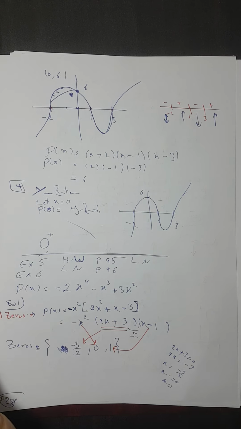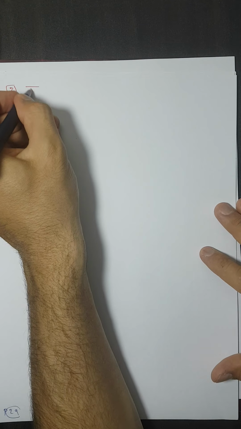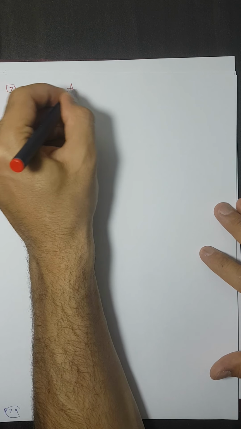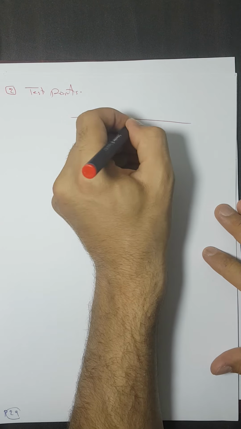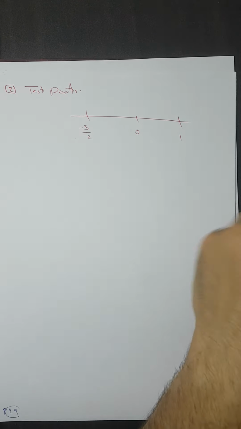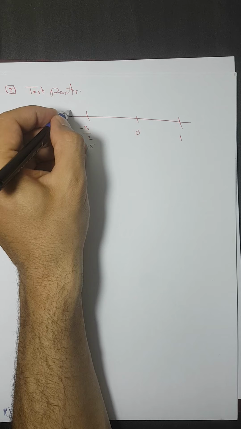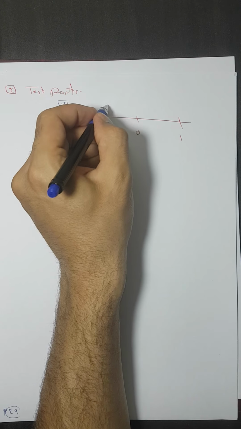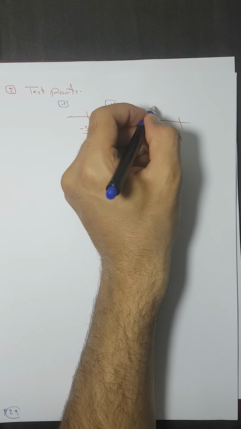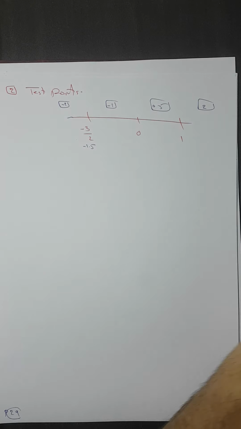So we are going to page 29 for the second key, which is what? Test points. Okay, dear. So here are your points: minus 3 over 2, which means minus 1.5, then 0 and 1. Now I am selecting minus 2 in my mind, minus 1 here, a half, and 2. It means that's your test points.